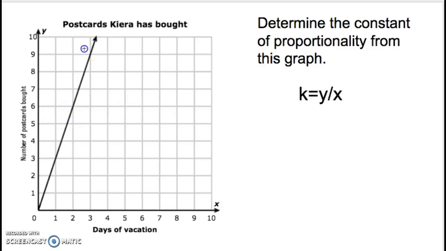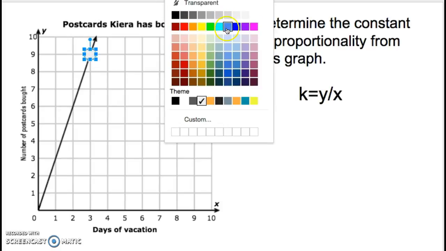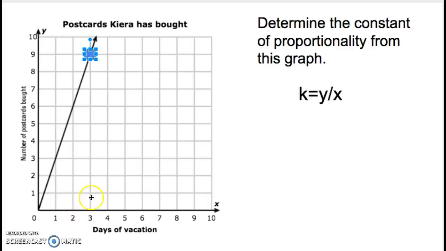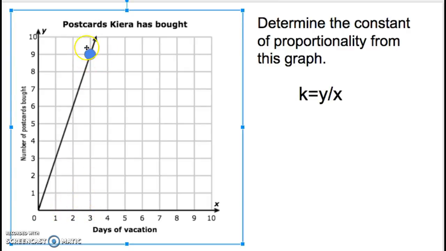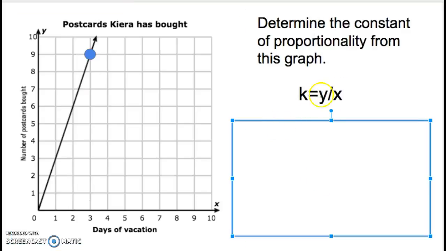So I'm going to choose this point up here at 3, 9. And remember that our ordered pair is x, y, so this point is at 3, 9, but in my ratio, I want y divided by x. So k is equal to y, which is at 9, divided by my x, which is at 3. Now, this relationship is saying that Kira purchased 9 postcards in 3 days of vacation.